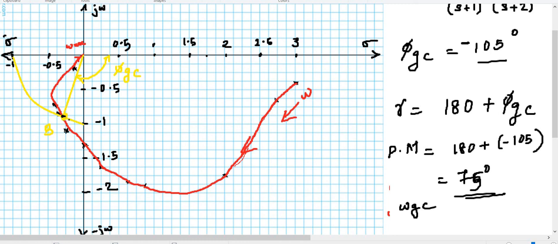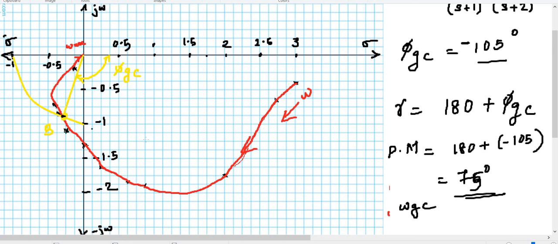Now what is omega GC? Omega GC is the frequency at which the magnitude of the open loop transfer function is unity or 0 dB. So when we plot the unit circle, the magnitude at this point B will be unity. Corresponding to this point, the magnitude of the open loop transfer function is unity, and hence the frequency corresponding to this point will be omega GC. Now how can you calculate omega GC?